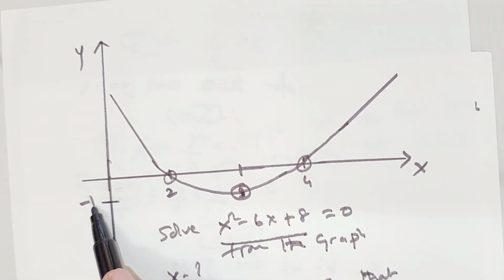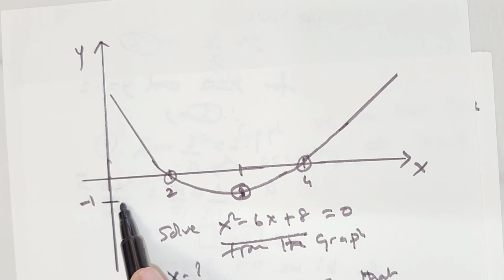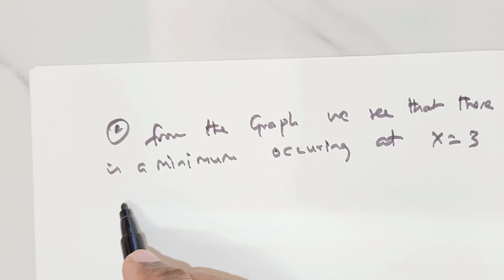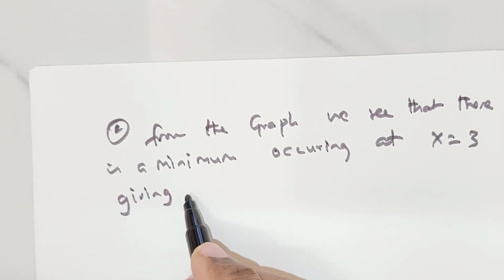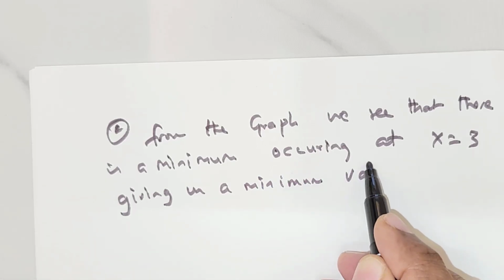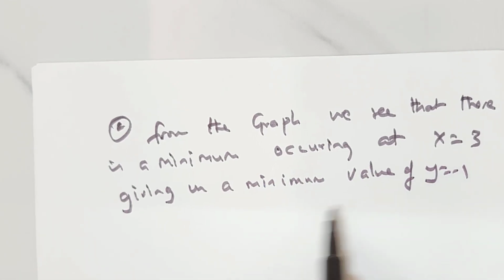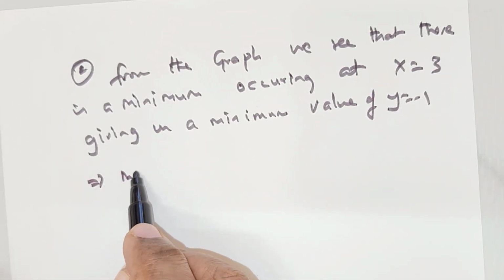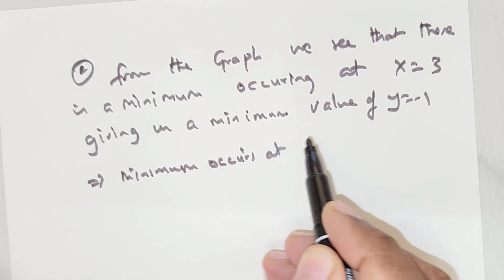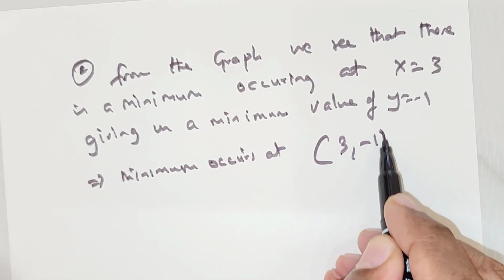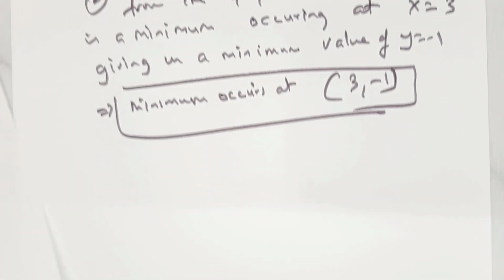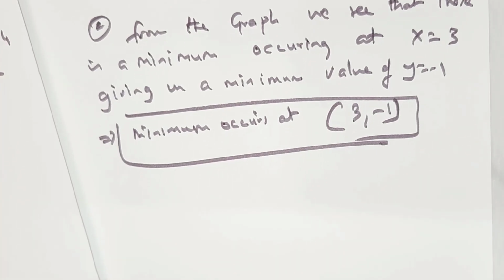And what is the minimum value? Go to the y-axis and check the minimum value. This is the minimum value, right? X is equal to 3, giving what? Giving us a minimum value of y is equal to -1. So this means minimum occurs at, you write the coordinate 3, -1 and you box the result. Okay, good. Now let's move on to the next one.